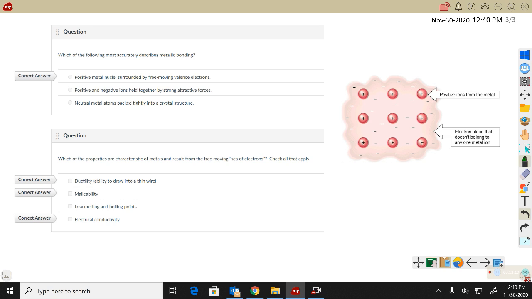Overall, we think ionics and metals have really strong, really high melting and boiling points. It's because the particles are charged, and charged particles create a strong attractive force, even though here in the metal, those charged particles can move and flow amongst one another.